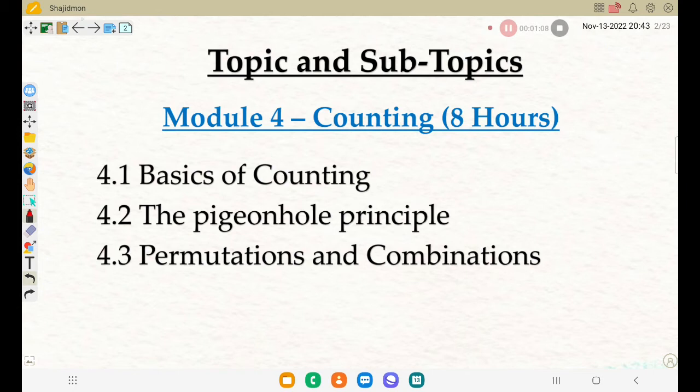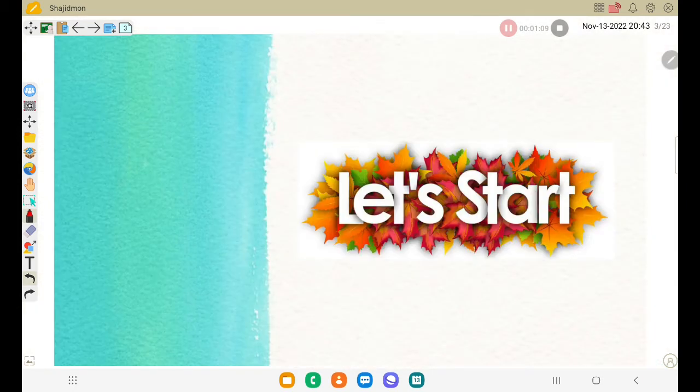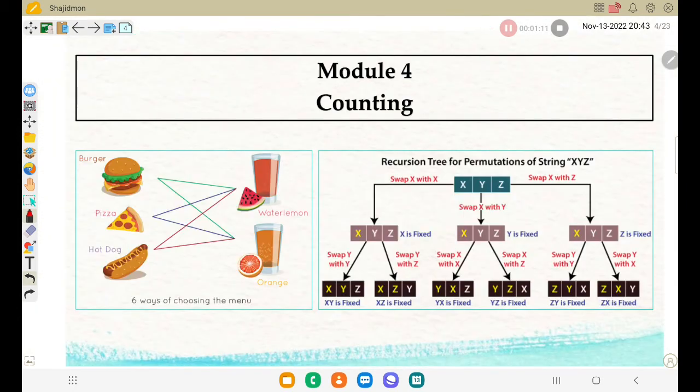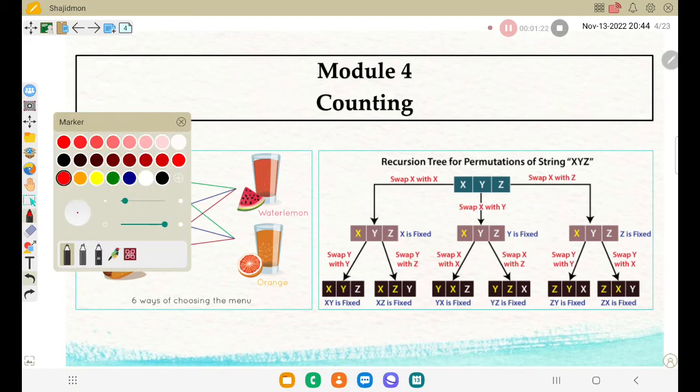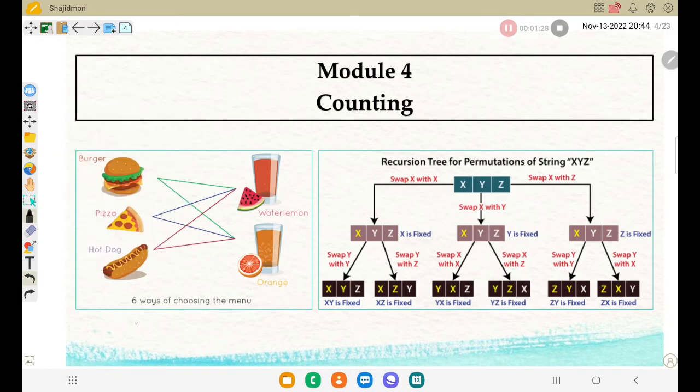Okay, so let's start the first topic, the 4.1 section from module 4. Before coming to the 4.1 section, I can tell you the outline of this module, the ideas we are discussing in it. For example, see here, one example is given.